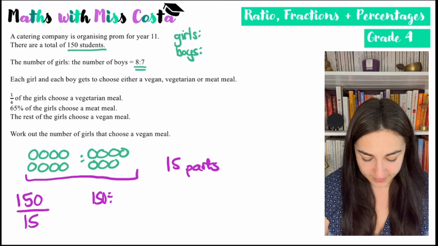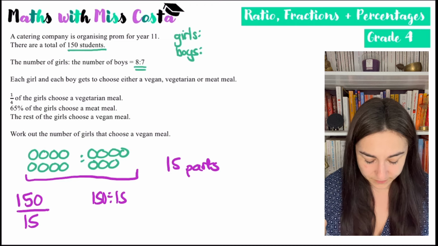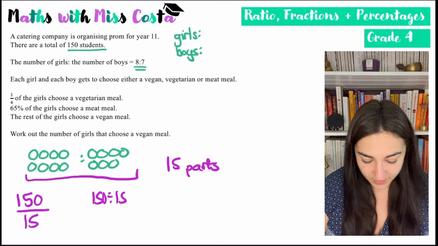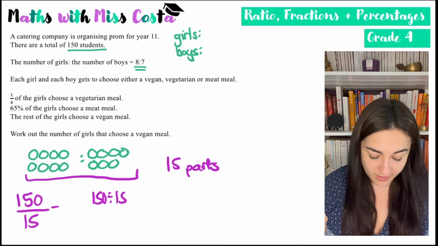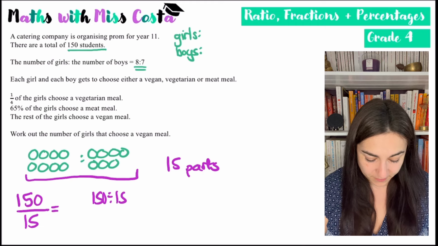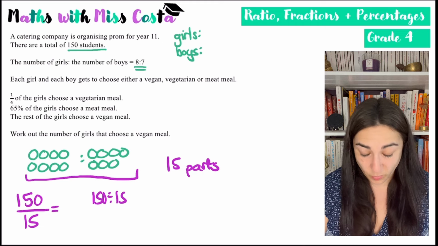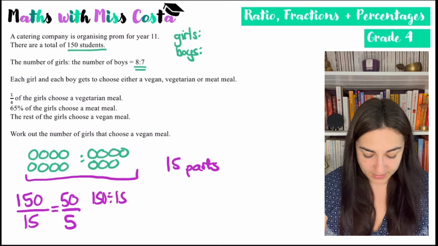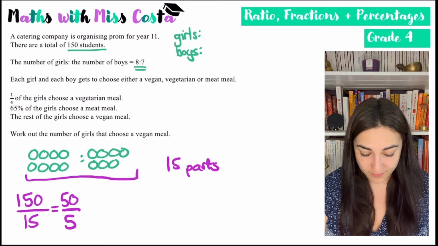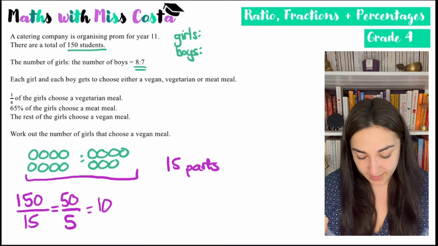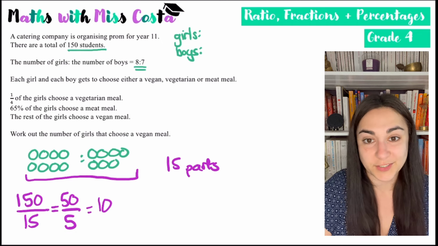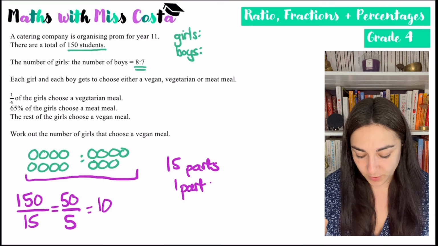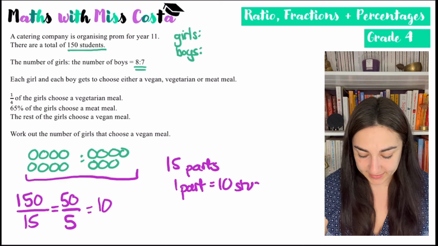Remember, if you don't like dividing, you could turn it into a fraction. With this, let's divide by 3. So that would become 50 divided by 5, and then 50 divided by 5. You might be able to recognise that that's 10. But either way, you can use the fraction, or if you spotted that 150 divided by 15 is 10, then we know that 1 part is equal to 10 students.